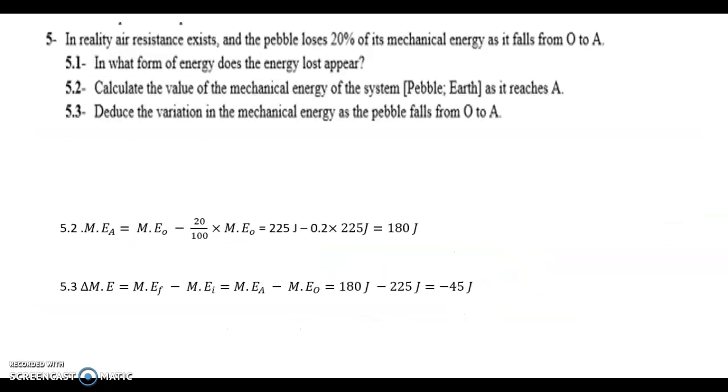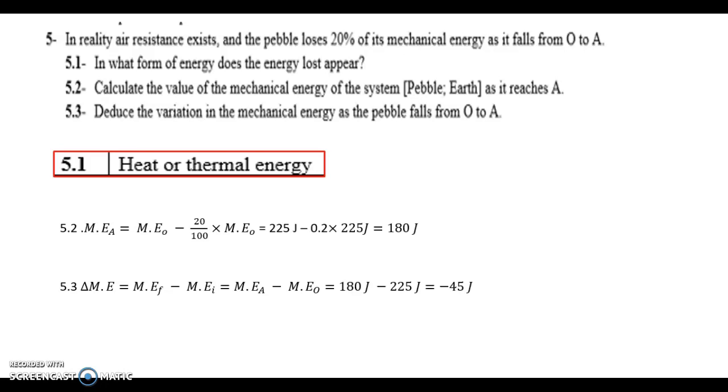Now in reality, air resistance exists and the pebble loses 20% of its mechanical energy as it falls from O to A. So in what form of energy does the energy lost appear? It appears in the form of heat or thermal energy. Calculate the value of the mechanical energy of the system as it reaches A. So they said that it loses 20% of its original energy. So mechanical energy at A is mechanical energy at O minus 20%. 20% is expressed mathematically as 20 over 100. Of is times, so 20% of the mechanical energy at O. Do the substitutions, you get 180 joules.